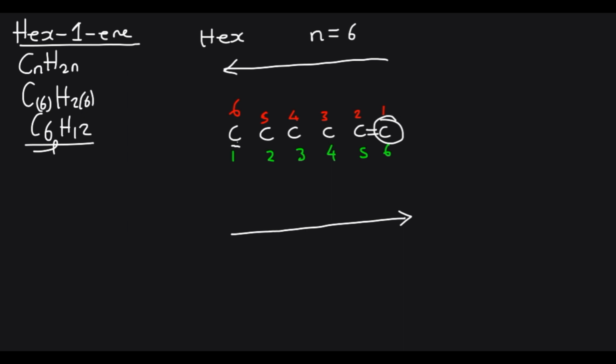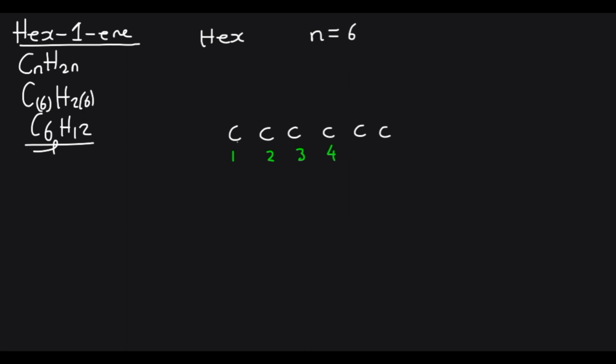The point is, whenever you see a number, the number indicates the position of the double bond. You can choose either direction; the answer still remains the same. So let's consider it from left to the right side. This is what our double bond is. Then here we are going to have 3 bonds.